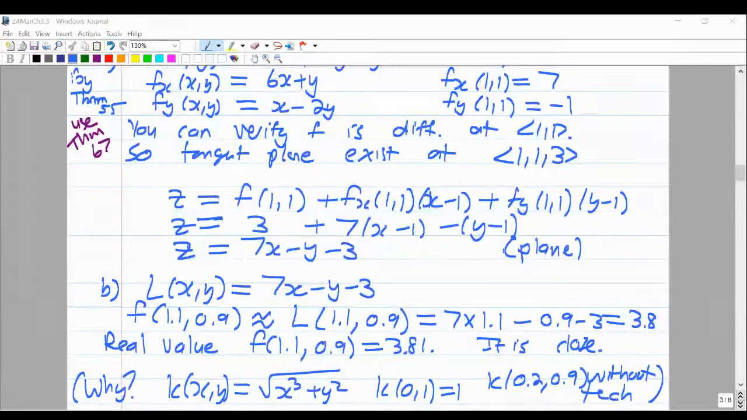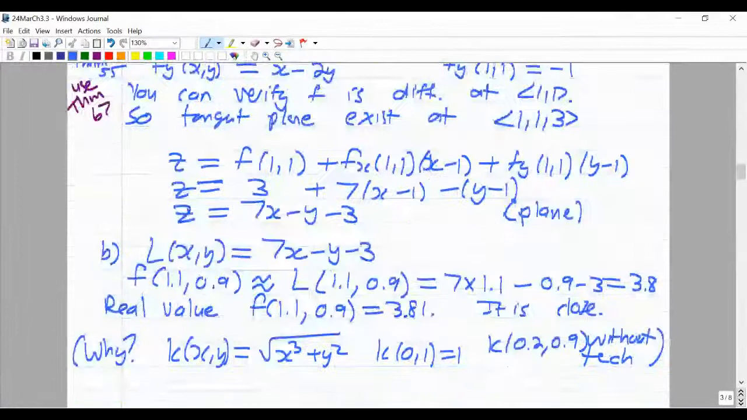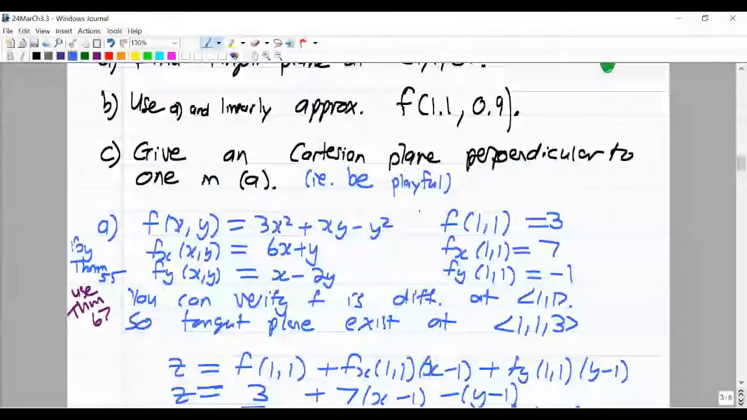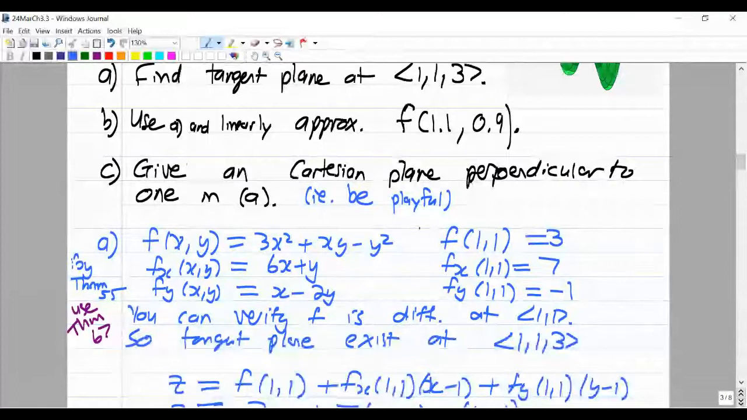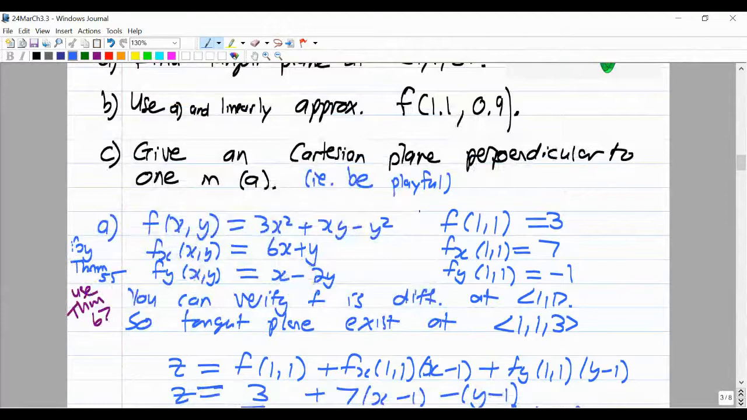Alrighty. Now I'm going to get to part C. Part C is the tricky part. Let me quickly repeat the problem. Give a Cartesian equation of a plane perpendicular to the one found in A. So be a little bit playful in this problem. All right. So let's quickly draw it.